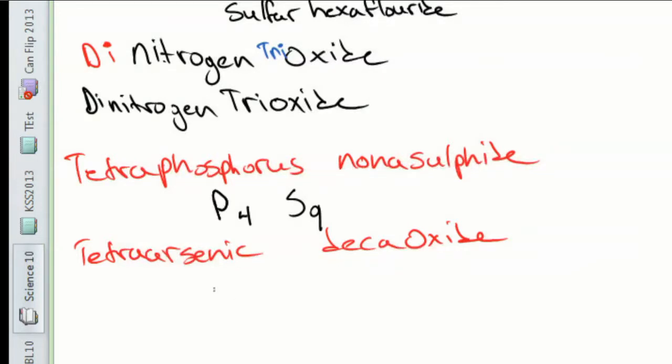Same thing here: arsenic, As. Oxide, O. Tetraarsenic, tetra means 4, so As4. Oxygen is oxide, and deca, I look it up, it's 10. So As4O10. These things really are quite straightforward once you learn all of the prefixes.